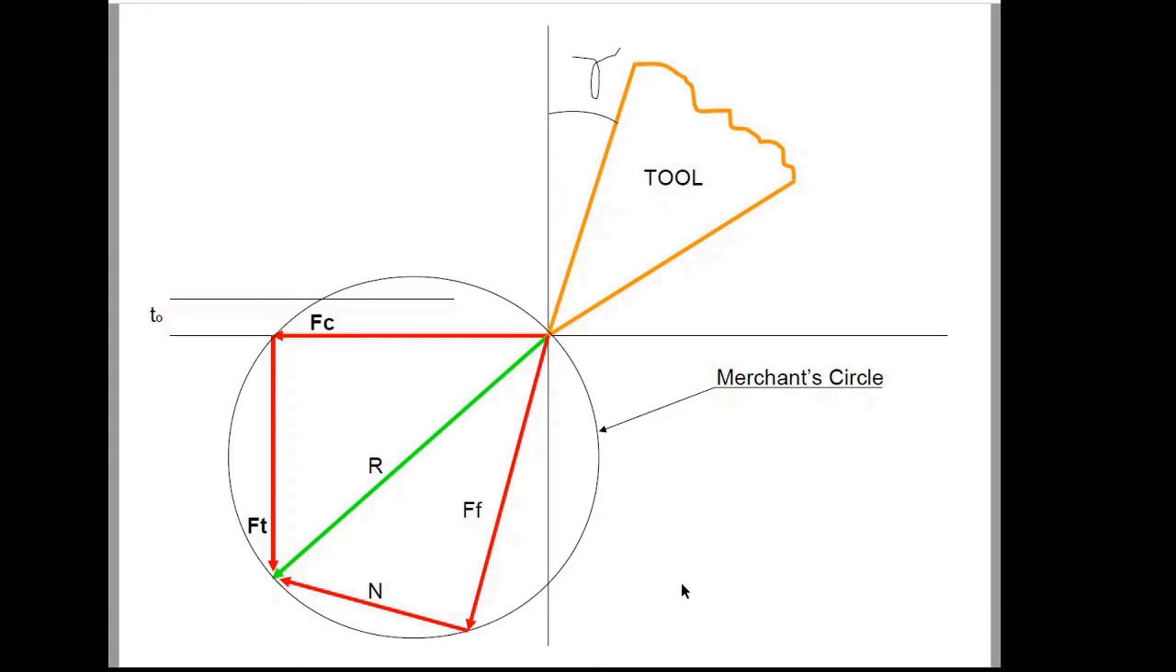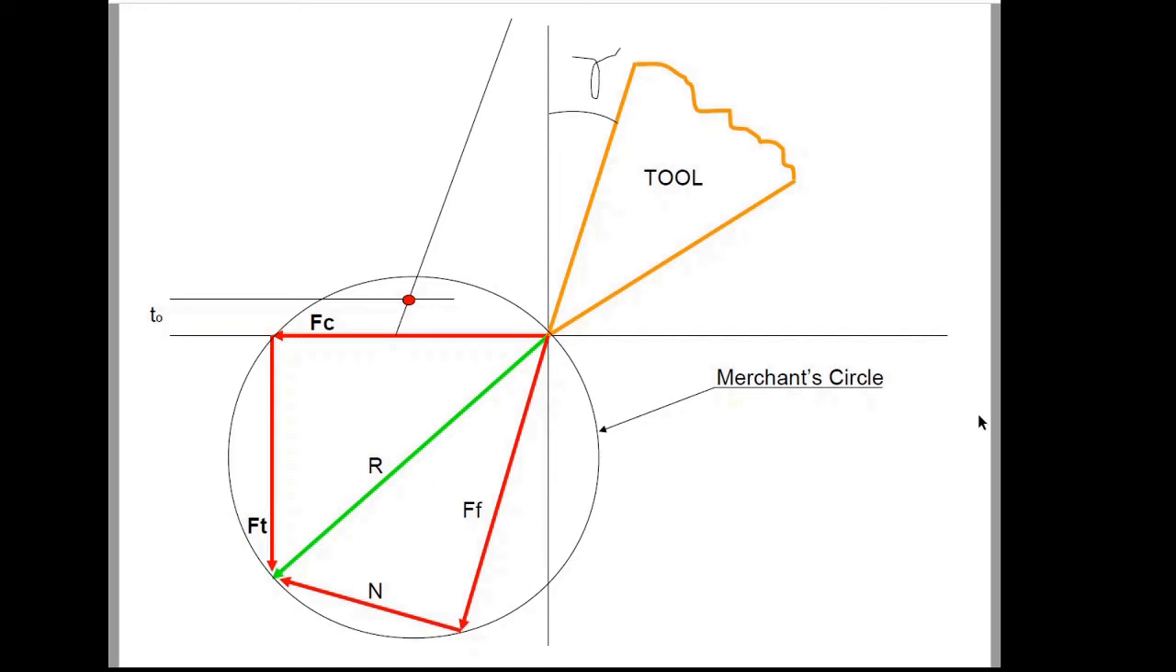Now we shall draw another line parallel to the face of the tool as shown here. This line should be located at a distance Tc from the face of the tool. What is Tc? Tc is the thickness of the chip. So you have drawn two lines. One is parallel to the x-axis, which is at a height T0, the uncut chip thickness. Similarly, you have also drawn another line parallel to the face of the tool, which is at a distance Tc, the thickness of the chip.